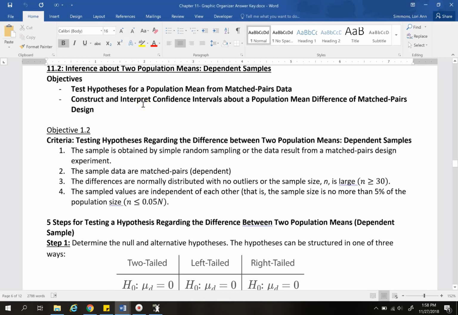The objectives for this lesson is to test hypotheses for a population mean from a matched pairs data and construct and interpret confidence intervals about a population mean difference of matched pairs design.